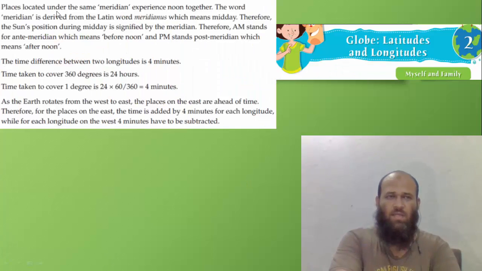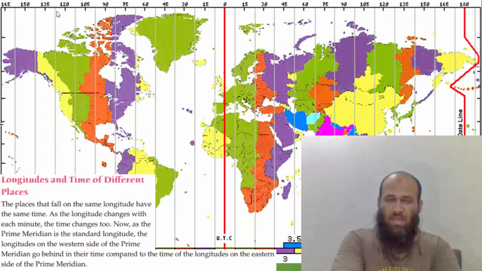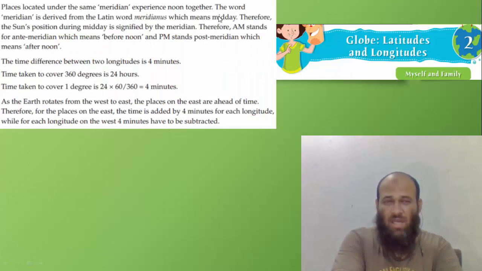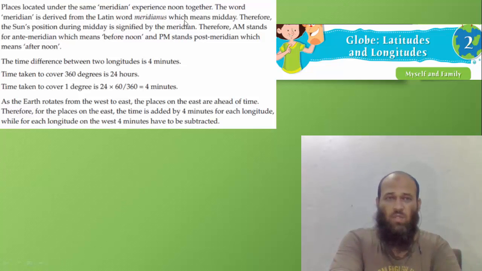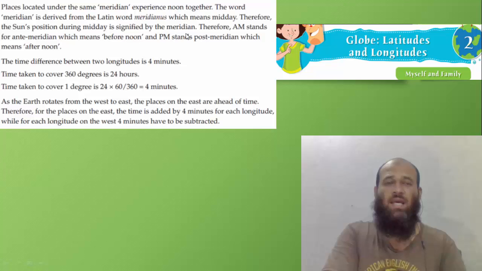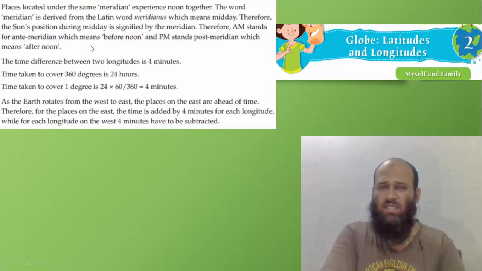Let's take some examples here. Places located under the same meridian experience noon together. For example, London and this part of Africa, and then here Antarctica, they have 12 o'clock at the same time. The word meridian is derived from the Latin word meridianus, which means midday. So meridian means midday. Therefore, the sun's position during midday is signified by the meridian.